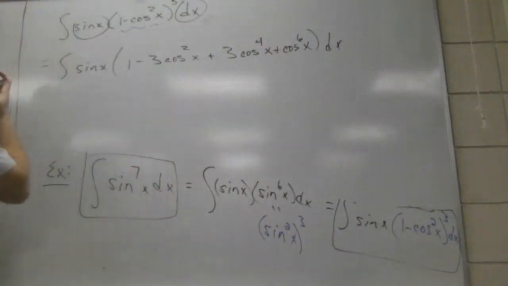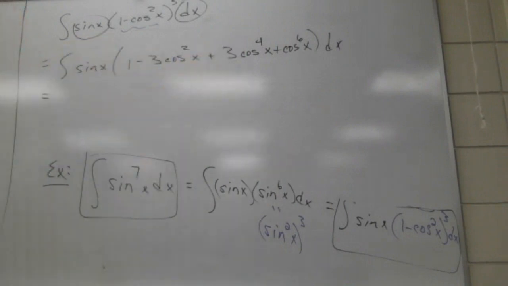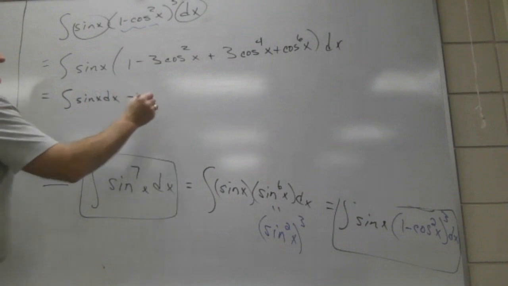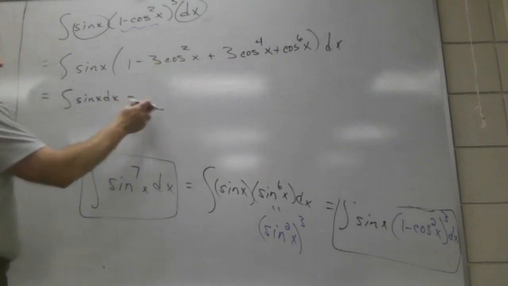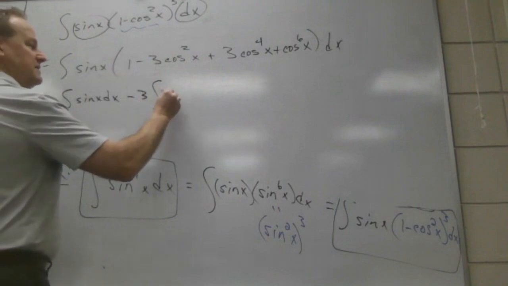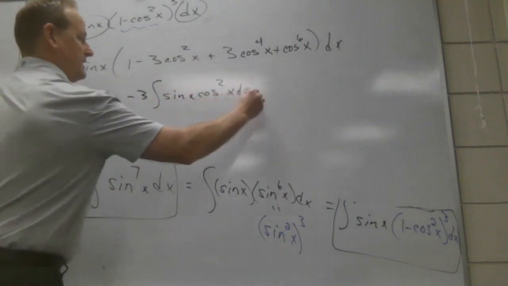Okay, now what can I do? I can move that sign back in and attach it to each one, and then I'm going to be able to use substitution, okay? So if I do this, it's going to be the integral of sine of x with respect to x minus, now I'm going to take the coefficient out front. So it's minus 3 integral of sine x cosine squared x with respect to x.